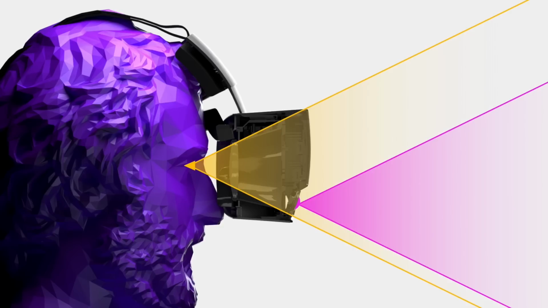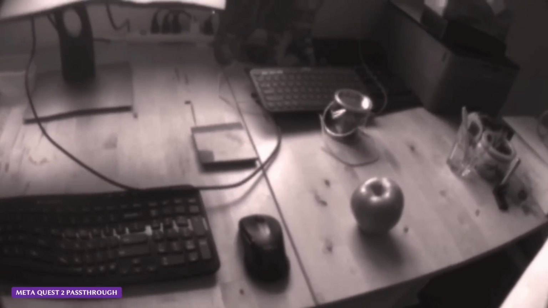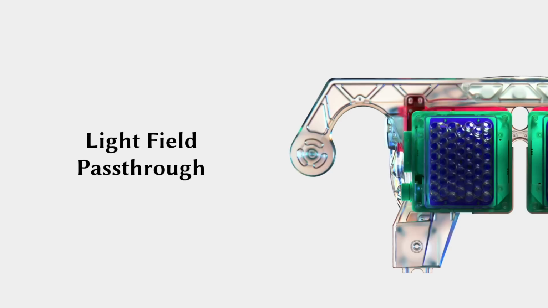To account for this difference, computational methods can be used to synthesize the target view through image reprojection, but computational pass-through can lead to visual distortions, such as in this example taken with the Meta Quest 2 headset. Rather than rely on computational reprojection, we propose an alternative approach in which we design an optical architecture to directly sample the exact rays that would have gone into the eye. We call our technique light field pass-through.